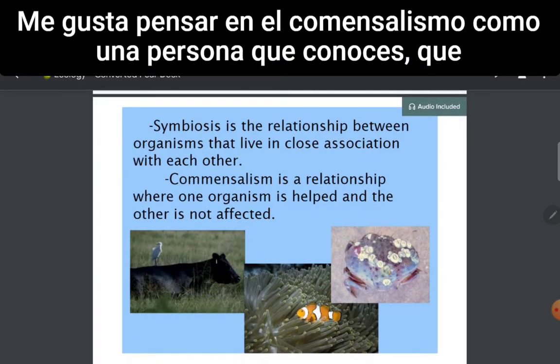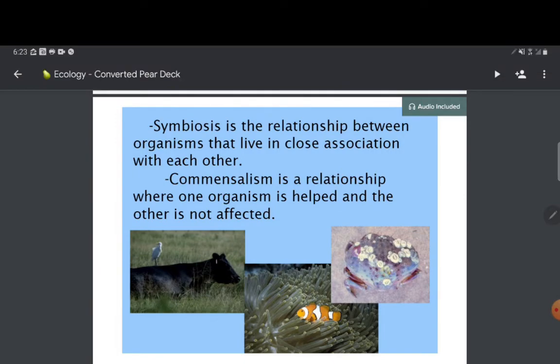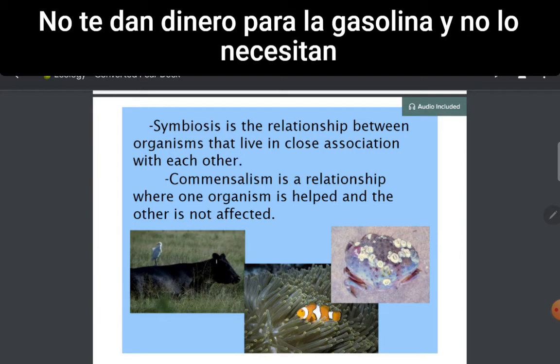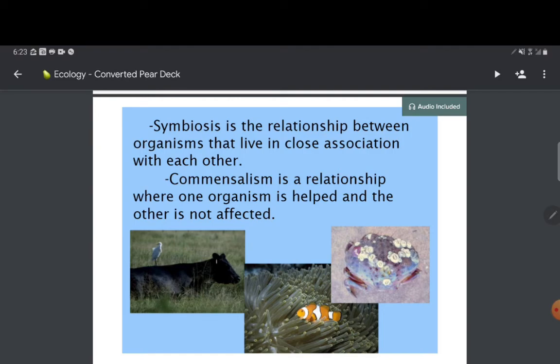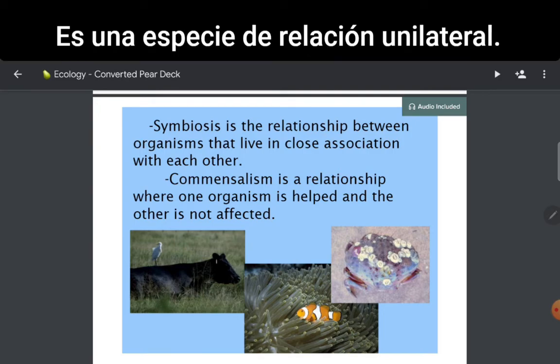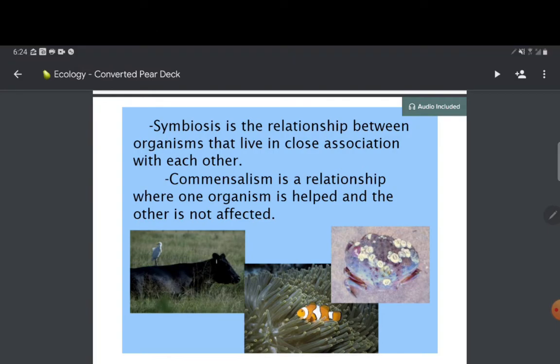I like to think of commensalism like a person you know who you pick up on your way to school. They don't give you any gas money, and they don't need to because they're along the way. It's not really an inconvenience. It's just sort of a one-sided relationship. They get a huge benefit. You don't really get anything.